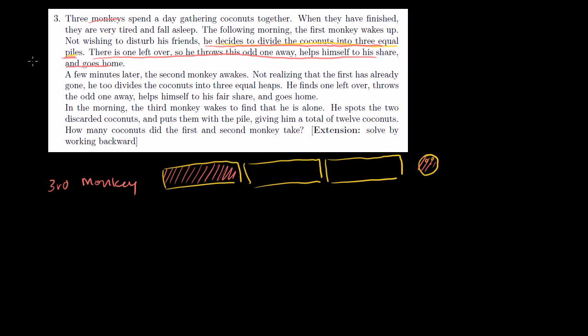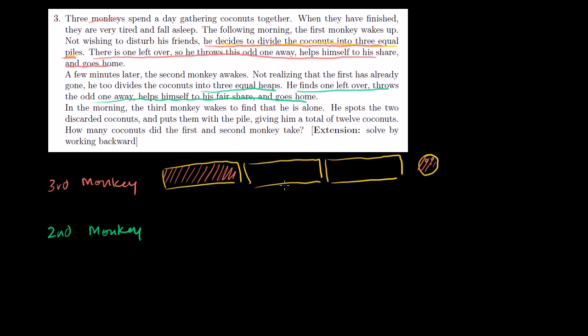All right. Now, a few minutes later, the second monkey awakes. Not realizing that the first has already gone, he too divides the coconuts into 3 equal heaps. He finds one left over, throws the odd away, and helps himself to his fair share. So this is the second monkey. So this is all he sees.